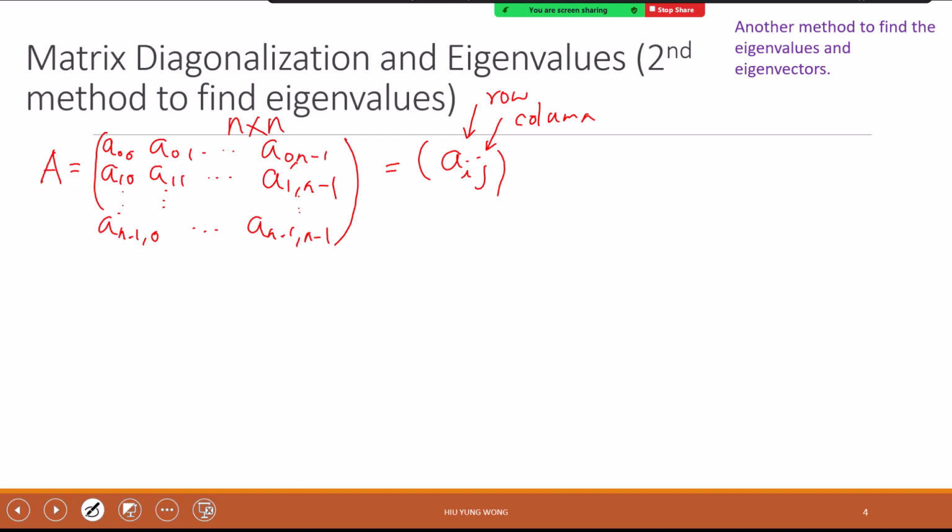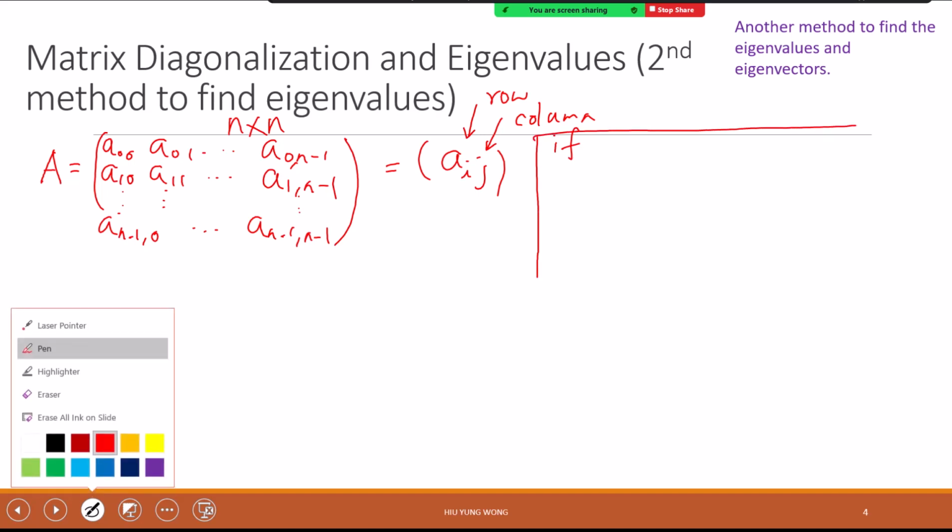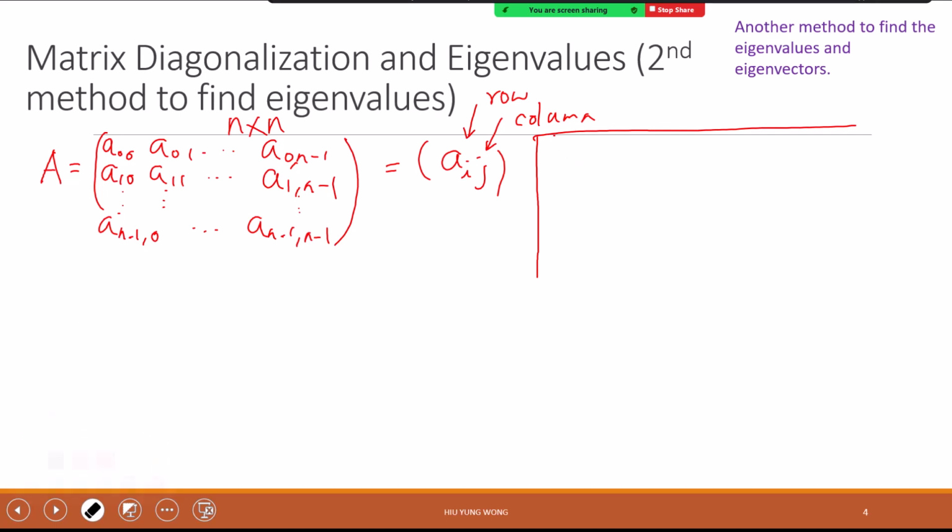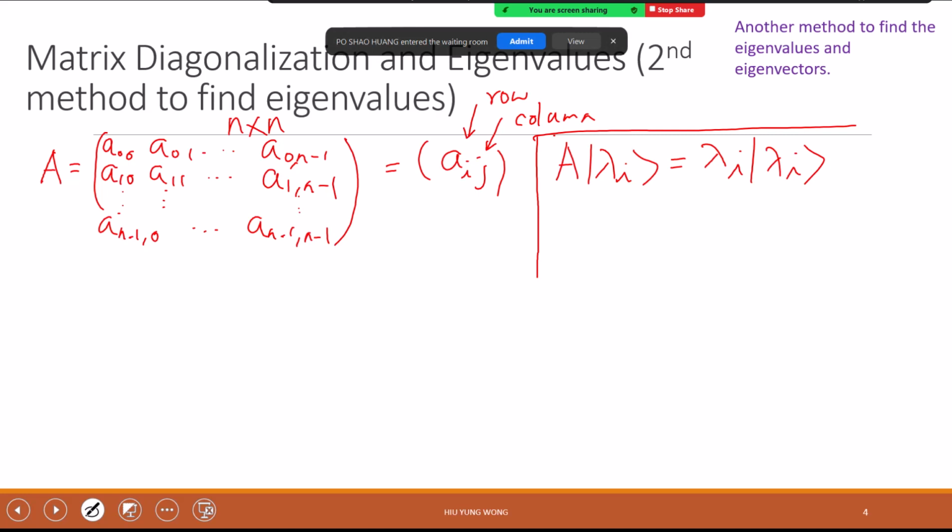So this is just a matrix. We say that if this is Hermitian, I'm sorry, not Hermitian, I mean it has nothing to do with Hermitian. We want to find the eigenvalue. It means that this matrix A times, for example, the vector v_i must be equal to lambda_i times v_i.